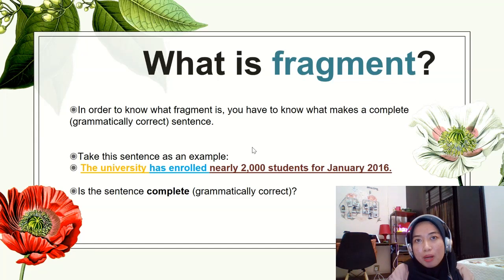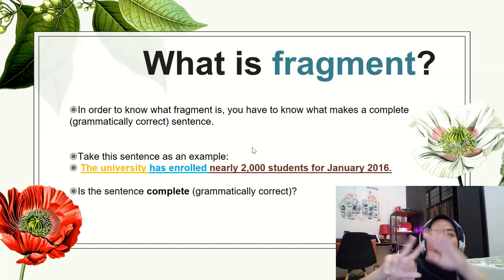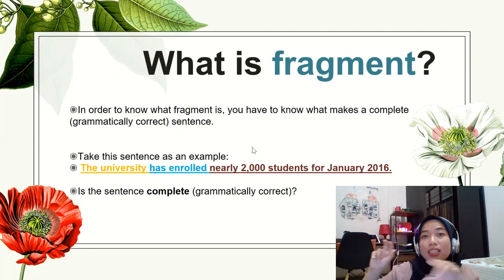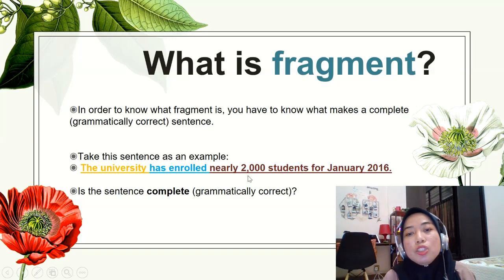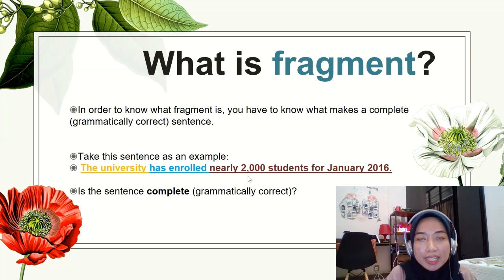Just now we talked about what makes an English sentence, right? Subject, verb, object. Basically, a fragment is when you don't have one of these components. If you don't have a subject, you immediately have verb and object. It's incomplete. Basically, a fragment is anything that makes an incomplete sentence. Okay, let's take a look at this sentence here. The university has enrolled nearly 2,000 students for January 2016. Do you think that this is complete and grammatically correct?